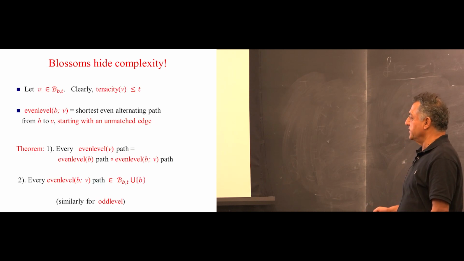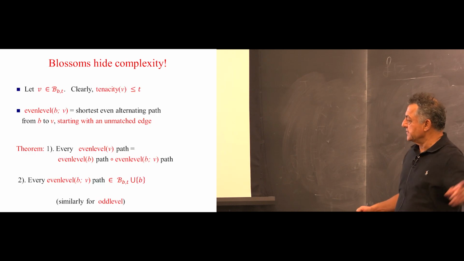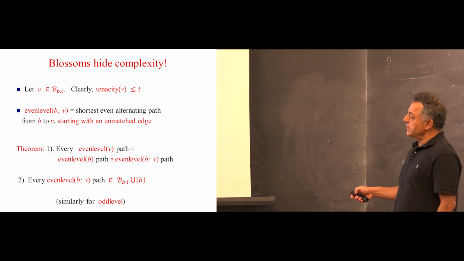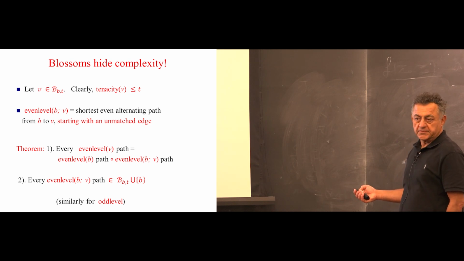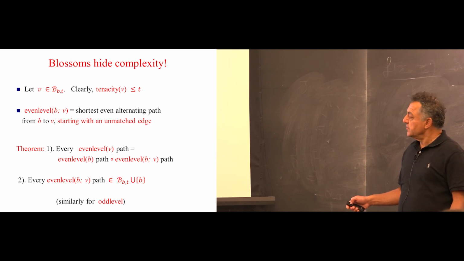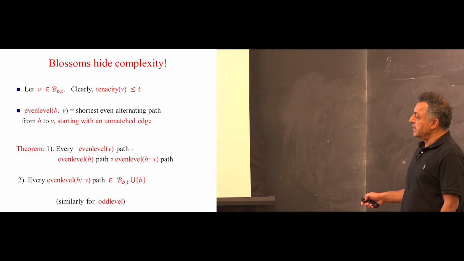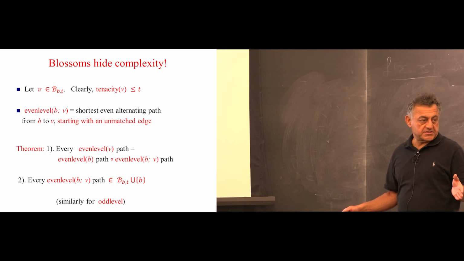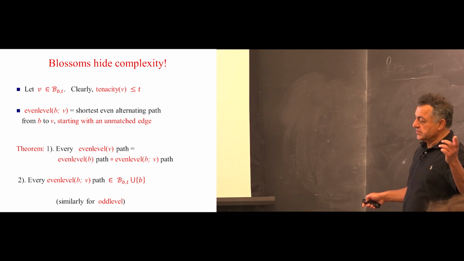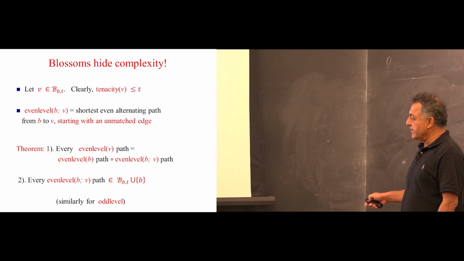And they hide complexity in the following sense, and this is where you can catch up with the slide that you missed. So let V be a vertex in this blossom, so its tenacity is at most T, obviously. And define the even level of V with respect to this base to be the shortest alternating path from B to V starting with an unmatched edge.